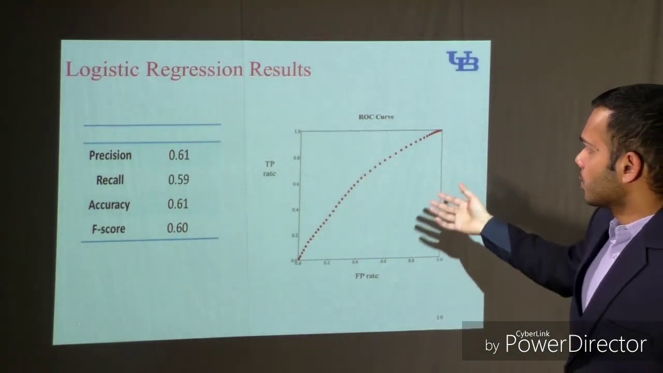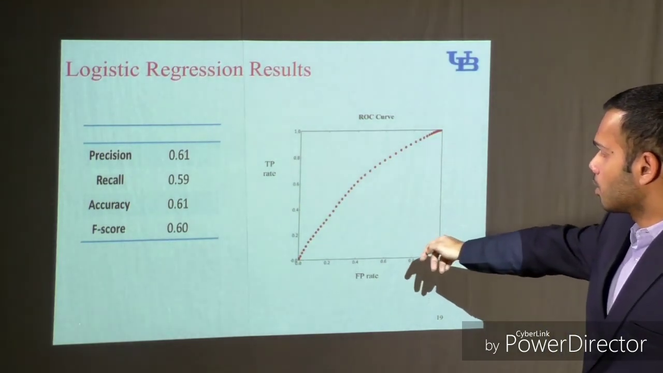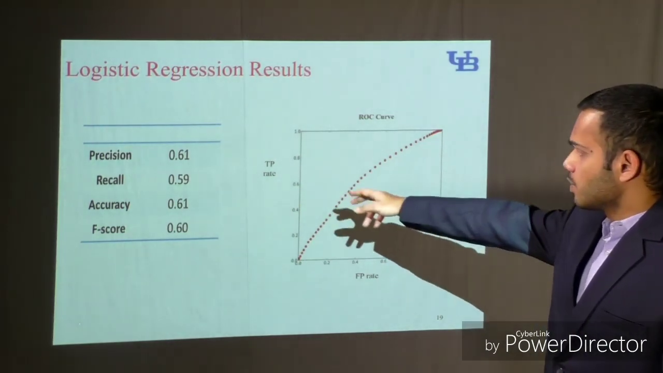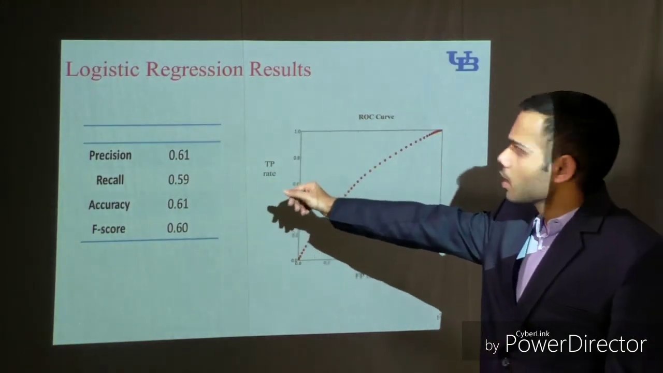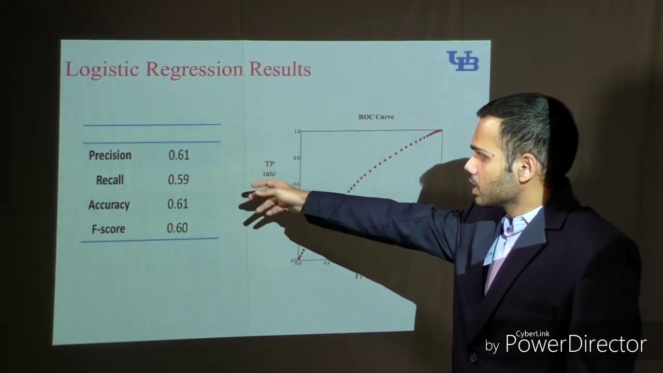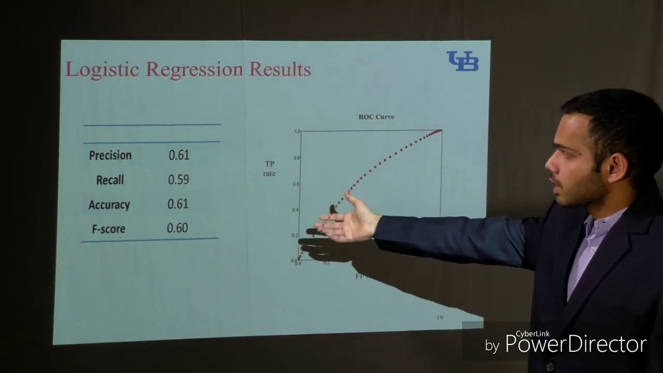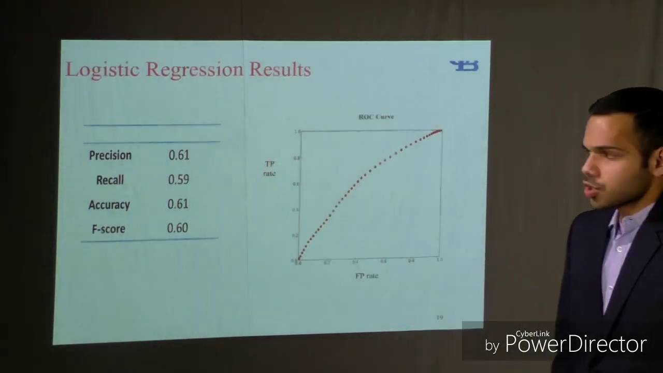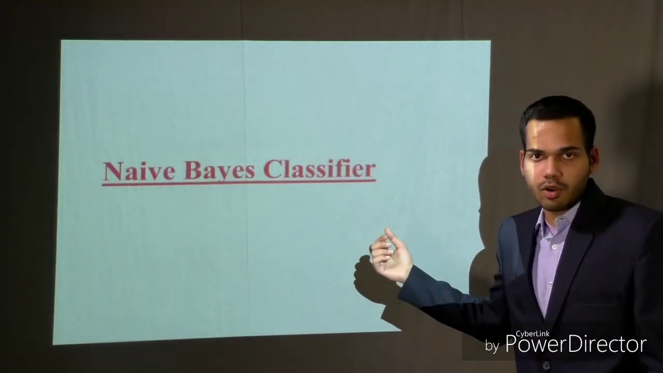So this is the output which we got. This is the ROC curve, which is plotting the data in terms of FP rate versus TP rate, and this is the accuracy which we obtained from the logistic regression model. The accuracy, recall, precision and F-score are pretty good, in the range of 60%. So next we'll see how we implemented the naive-Bayes classifier model.